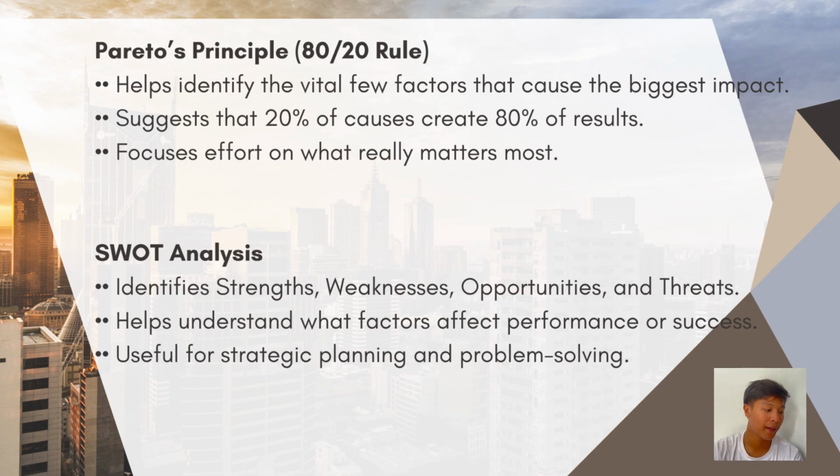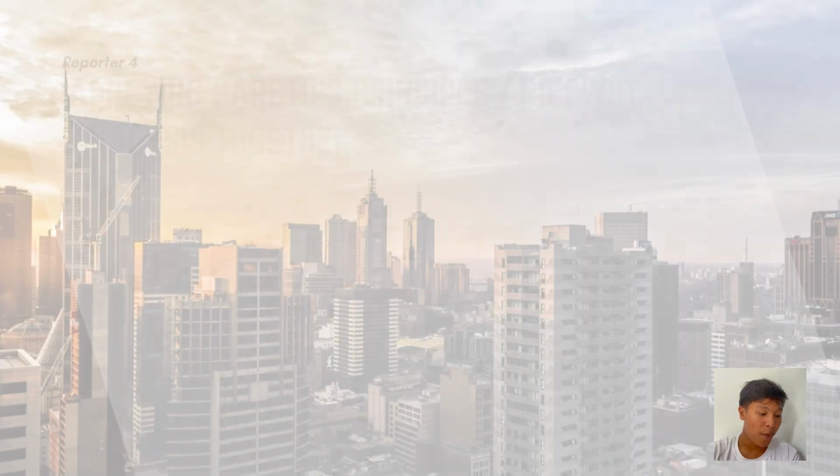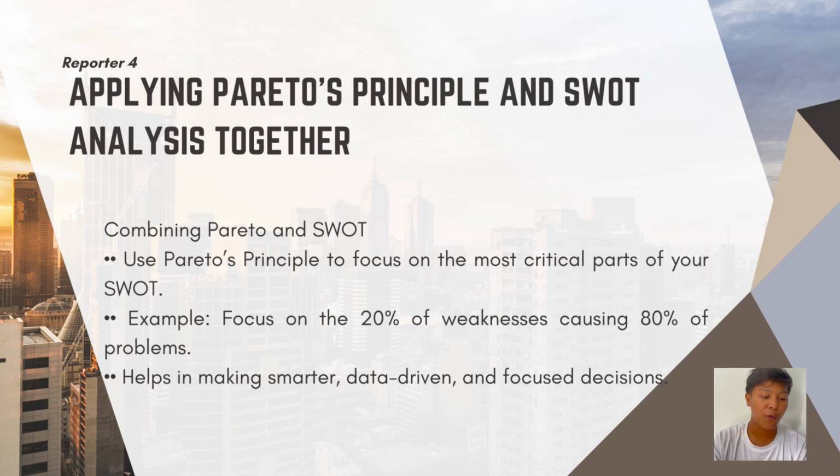So sabi dito, combining Pareto and SWOT, focus on the most critical parts of your SWOT. Example, focus on the 20% of the weaknesses causing 80% of the problems. Then it helps in making smarter, data-driven, and focused decisions.